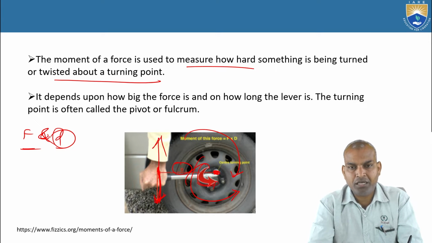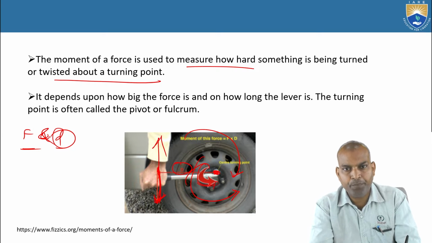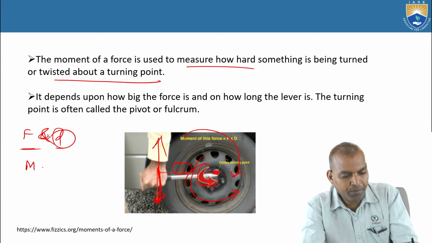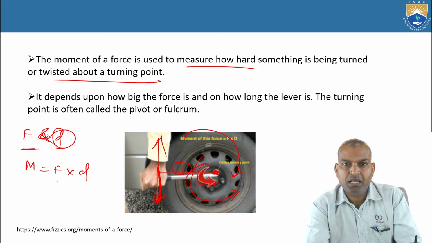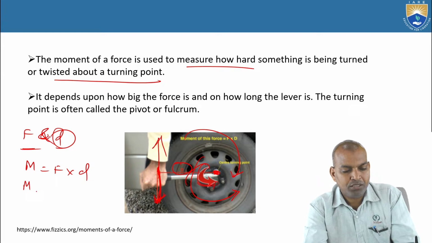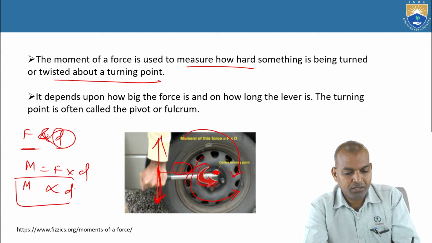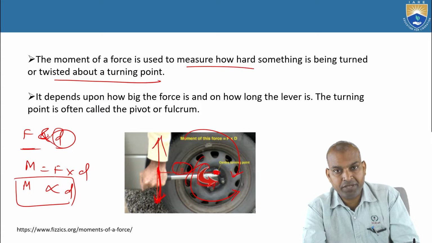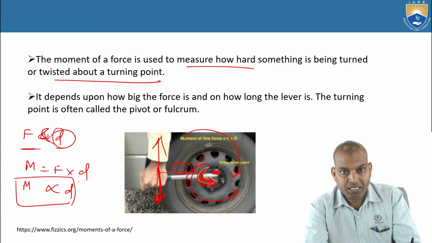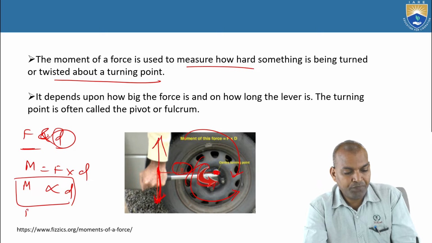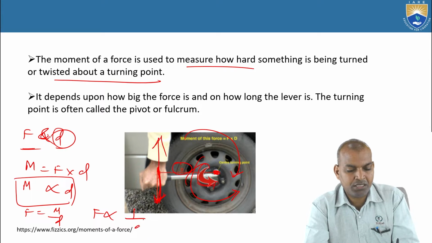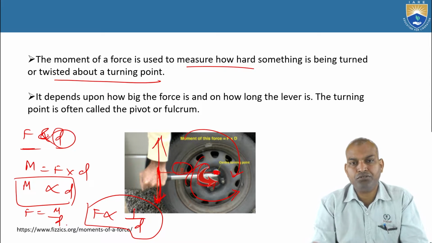The turning moment depends upon two things: one is F, another is D. So M equals F times D. M increases in proportion to D. But what is the relation between F and D? It is inversely proportional, so F equals M by D.